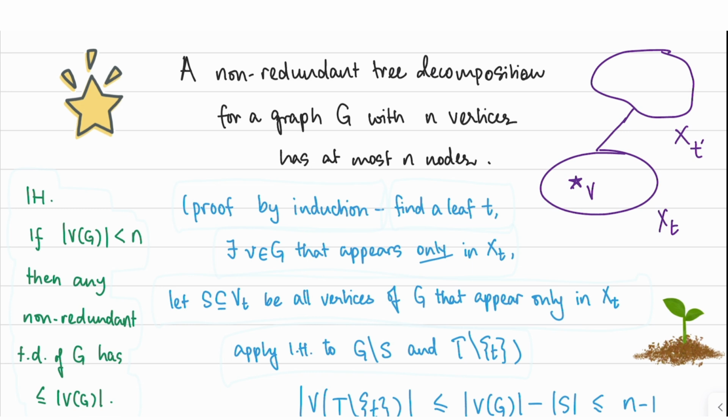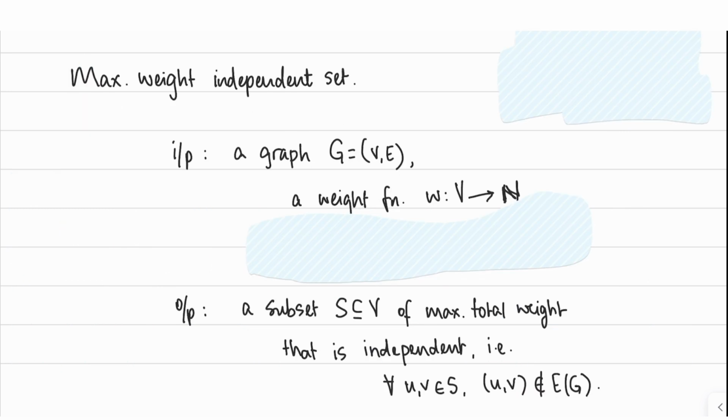So now, having said all this, let's actually begin our discussion of a dynamic programming based solution to the maximum weight independent set problem. So recall that in this problem, we are given a simple undirected graph G with a weight function on the vertices, and our goal is to find a subset which is independent, that is, no pair of vertices in this subset have an edge between them, and among all such subsets, we are looking for the one which maximizes the sum of the weights of the vertices that belong to that subset.